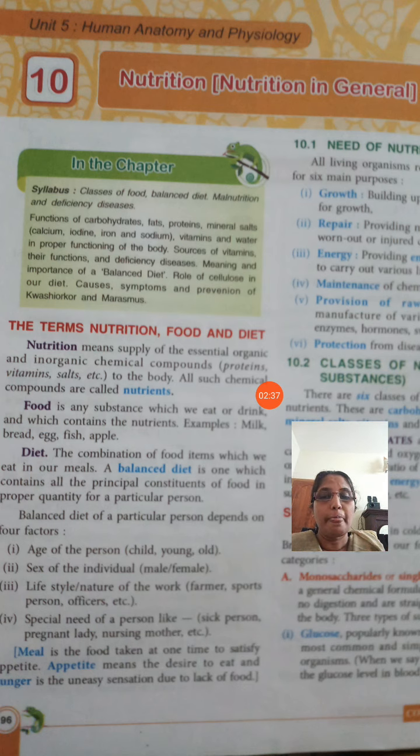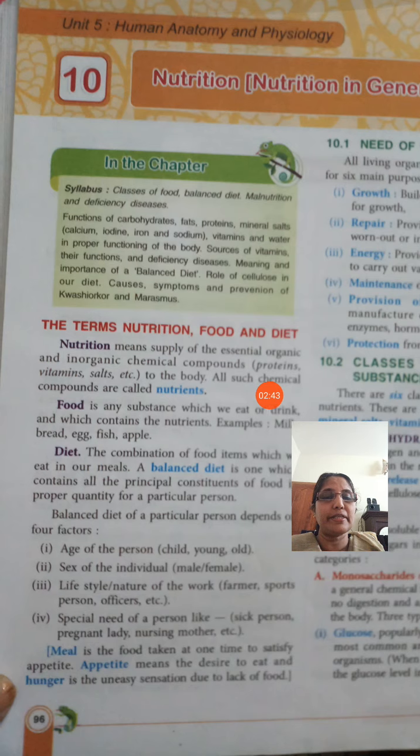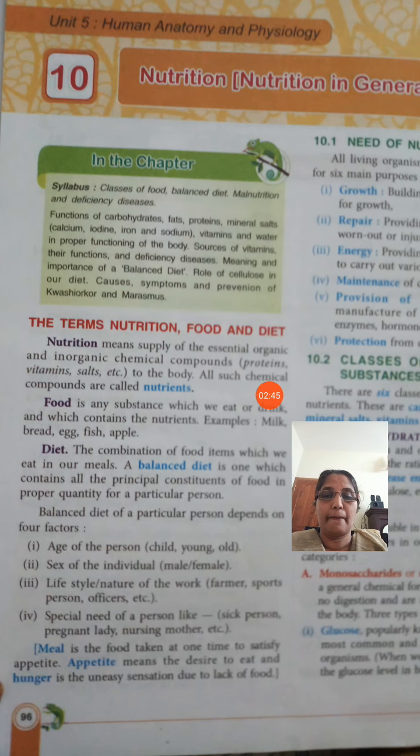Then another term we use is the diet. Diet meaning the combination of food items which we eat in our meal. We know that different kinds of things we together bring the food, any substance that we can eat. For example, with the rice we take other materials like the pulses or meat or fish. With the rice we make a diet. That is a combination of food items which we eat in our meals.